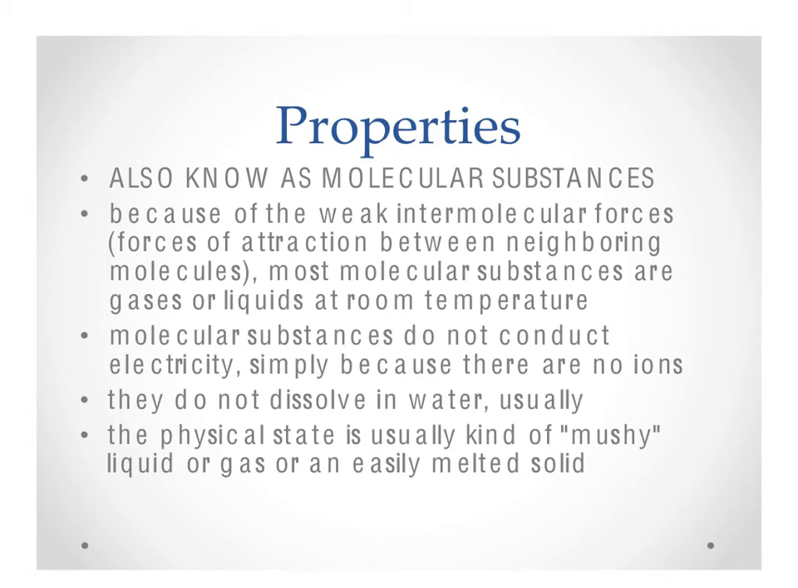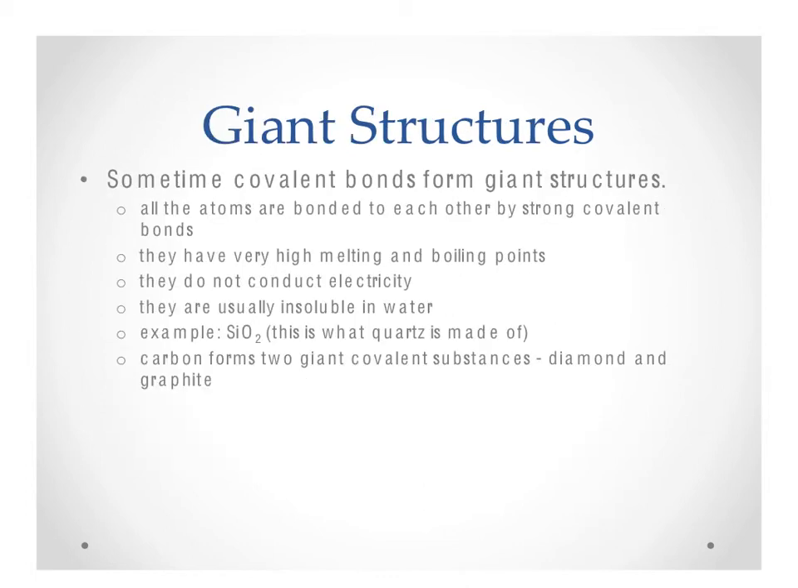an easily melted solid. If they do form giant structures, all the atoms are bonded to each other by strong covalent bonds, and they tend to have high melting and boiling points. They do not conduct electricity, and they are usually insoluble in water. For example, SiO2 is quartz. Carbon forms 2 giant covalent substances, for example, diamond and graphite.